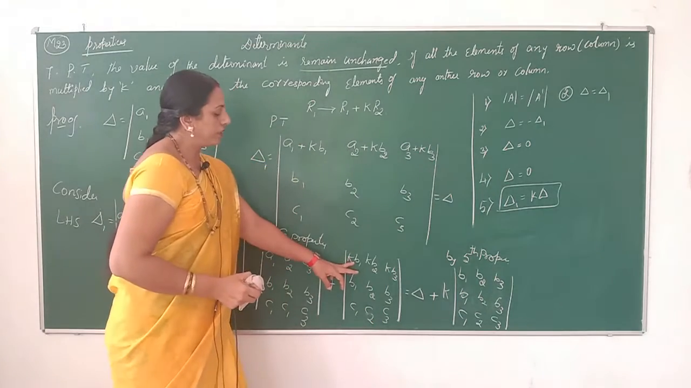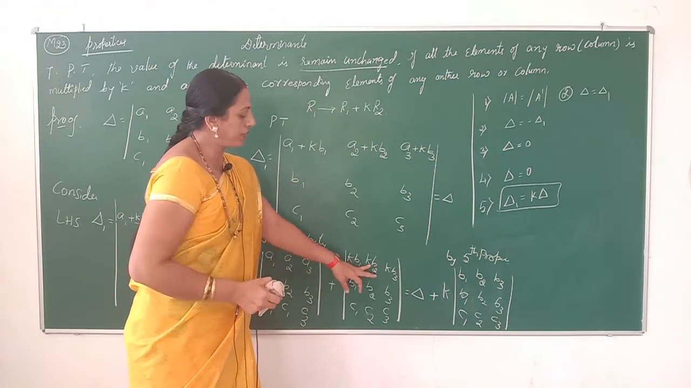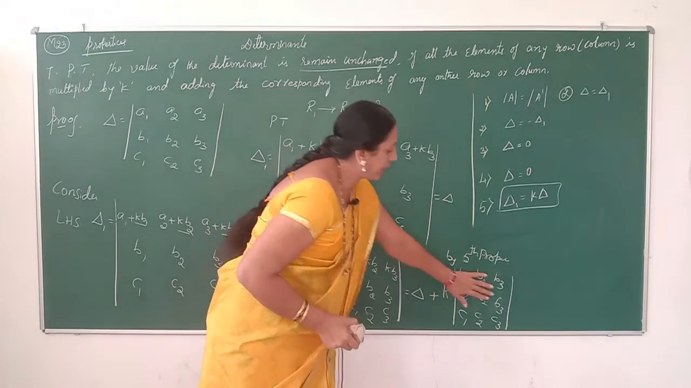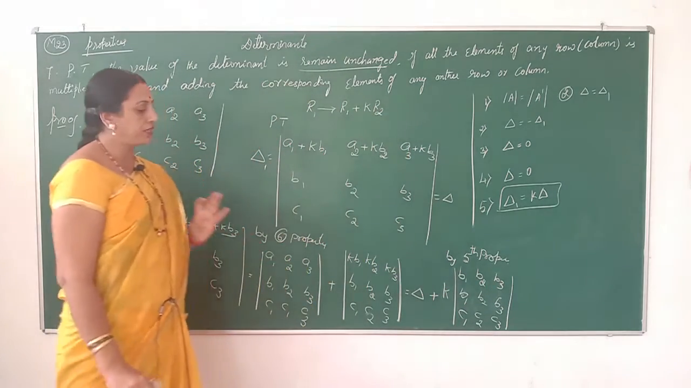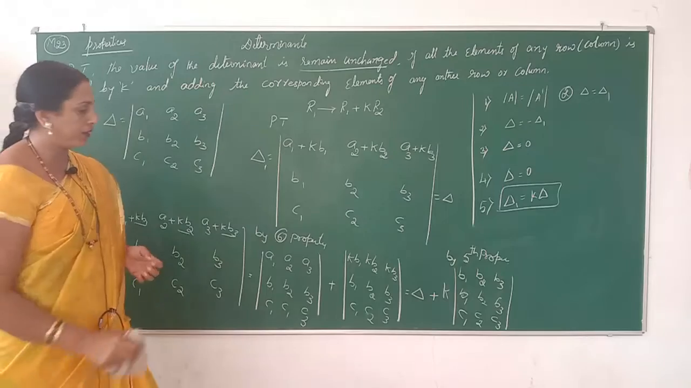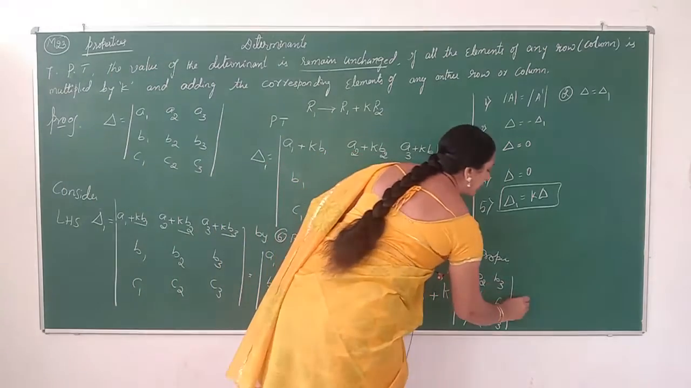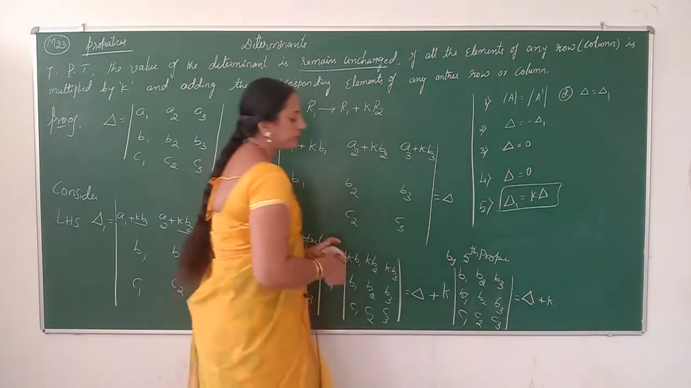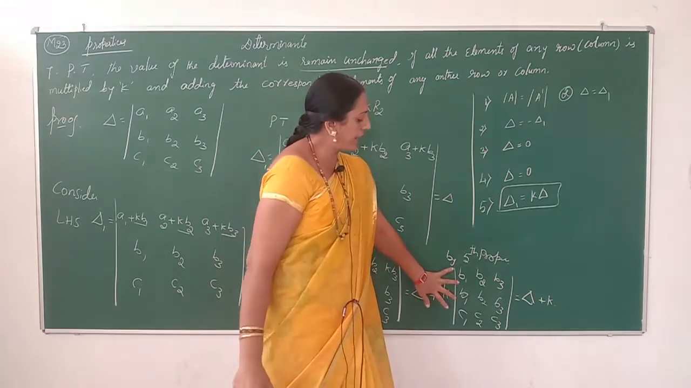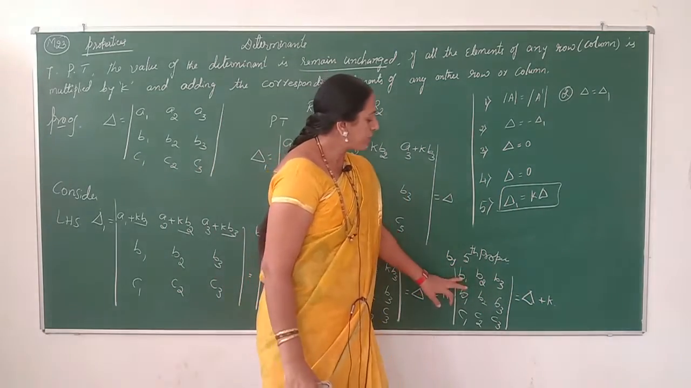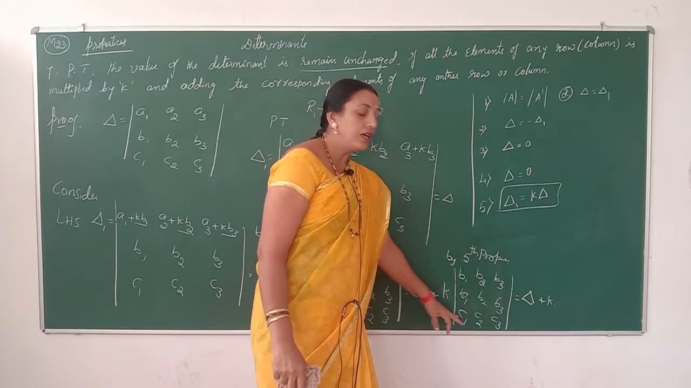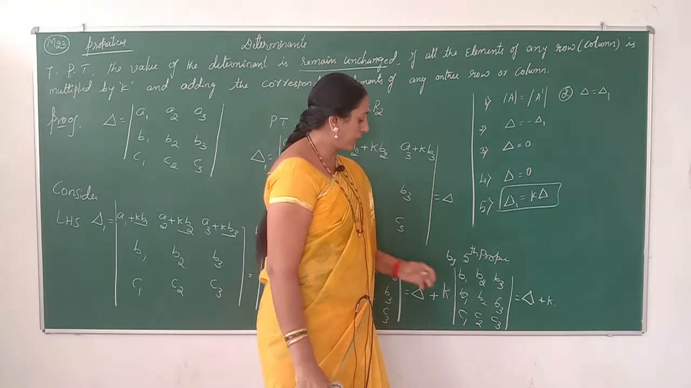So, if all the elements of any row or column are multiplied by k, then it can be written as k times the remaining elements of delta, by using the fifth property. So after that, delta will continue plus k times of. Then we will observe the elements of the determinant. First row is B1, B2, B3, second row is B1, B2, B3, third row is C1, C2, C3.